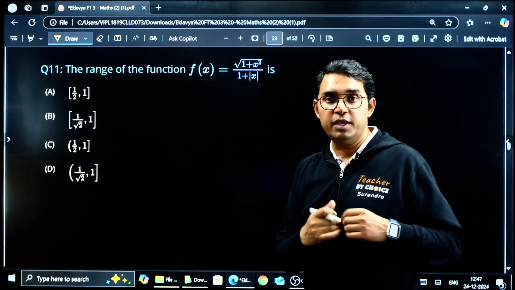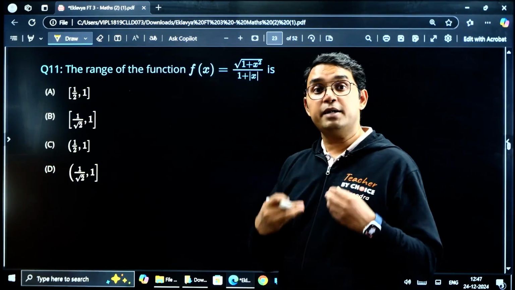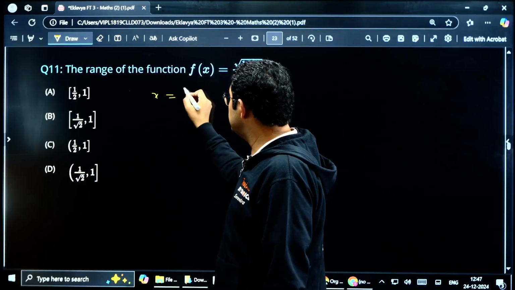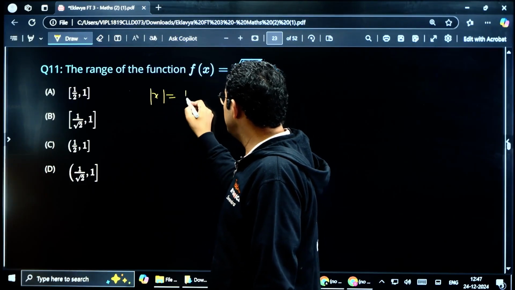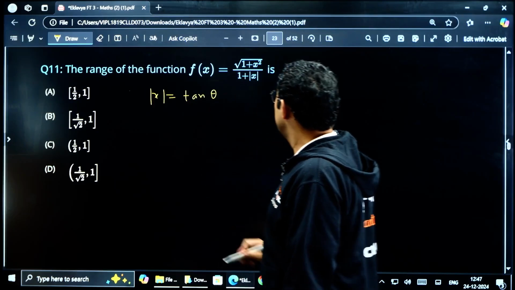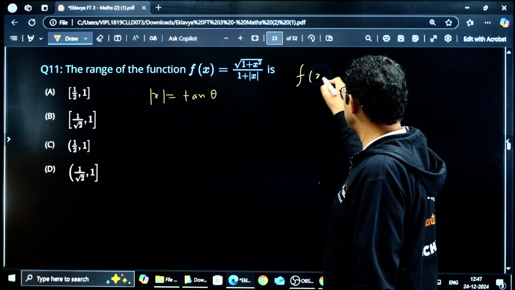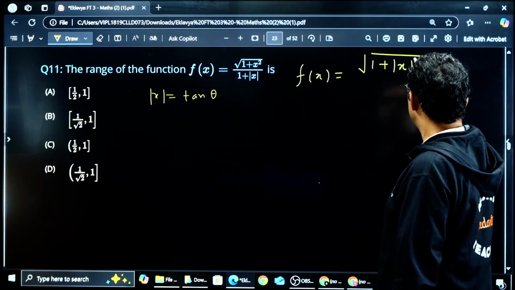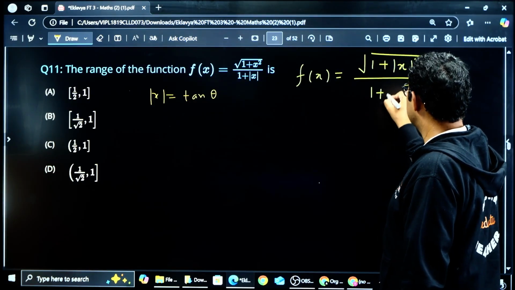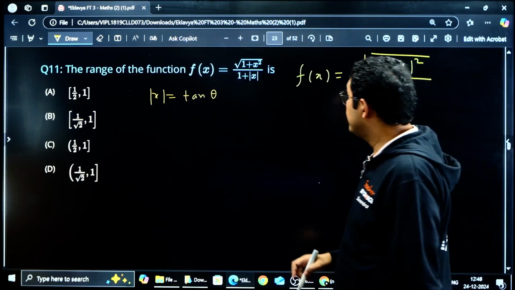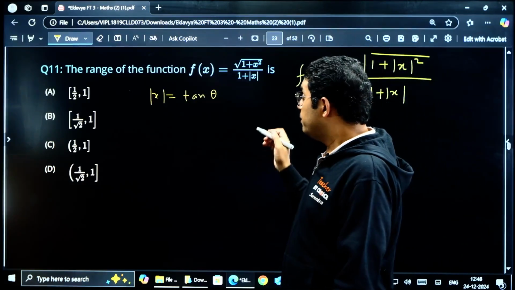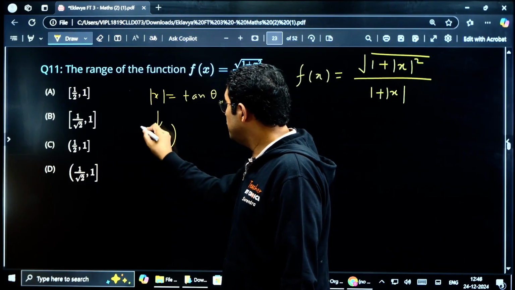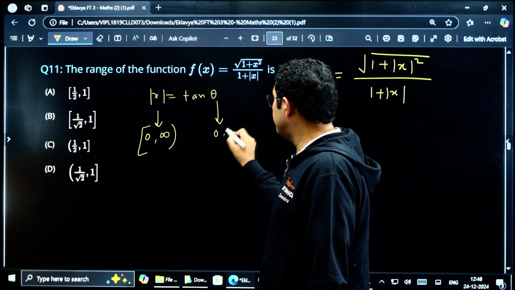Now in such questions, we can do some substitution, rather trigonometric substitution, to make them simpler. Here what I'm thinking of, that we take mod x is equal to tan theta. See, this f(x) here is actually equal to under root of 1 plus mod x square, and here 1 plus mod x. So if I take mod x as t, now x can take any values, but mod x will take values from 0 to infinity. And for that the theta will take value from 0 to pi/2.